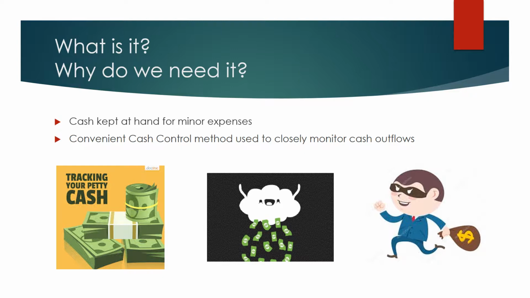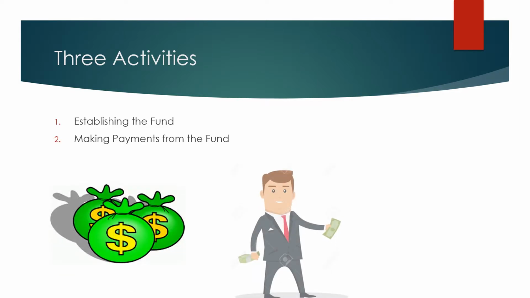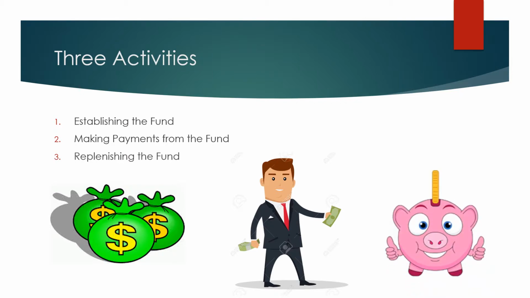However, minor expenditures can be burdensome and unrealistic to write checks for. Hence, many businesses establish a petty cash fund to handle such expenses. This operation involves three activities: establishing the fund, making payments from the fund, and replenishing the fund.